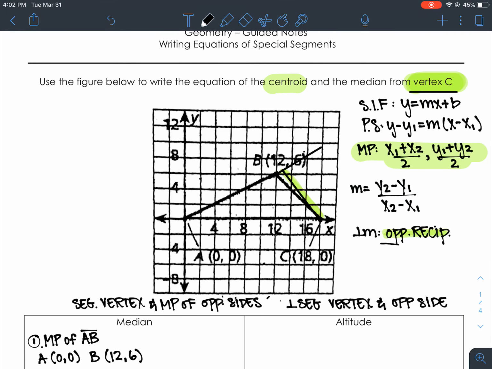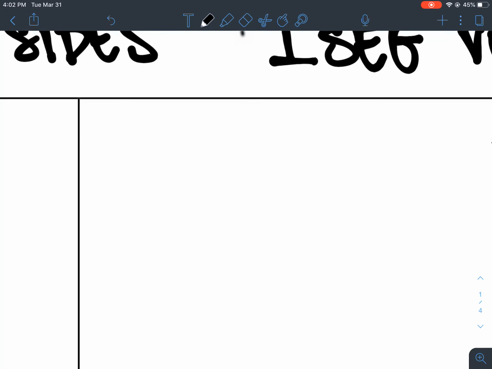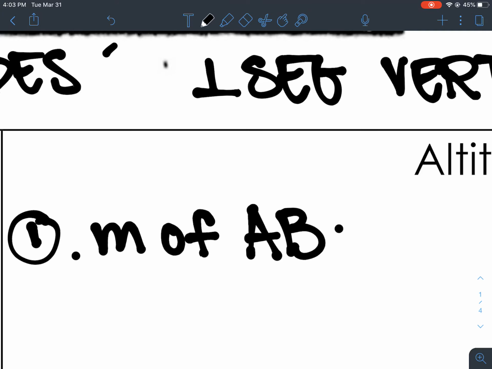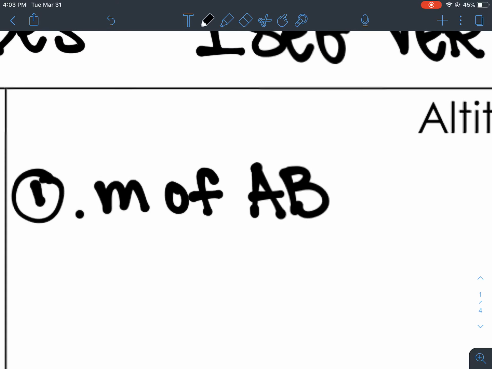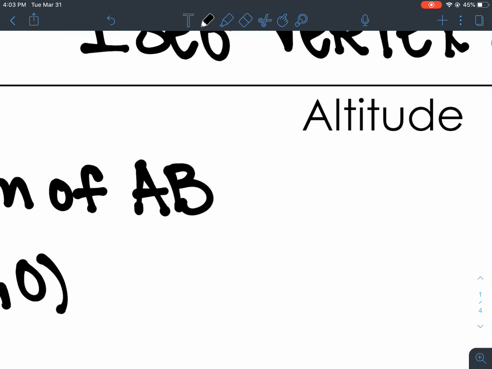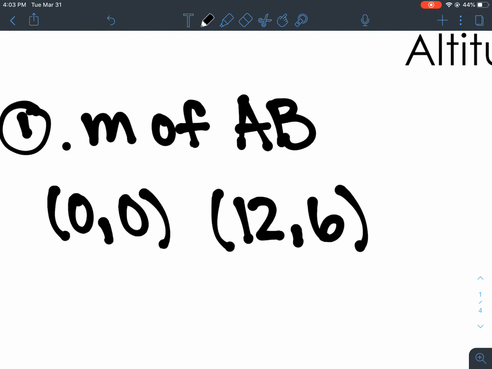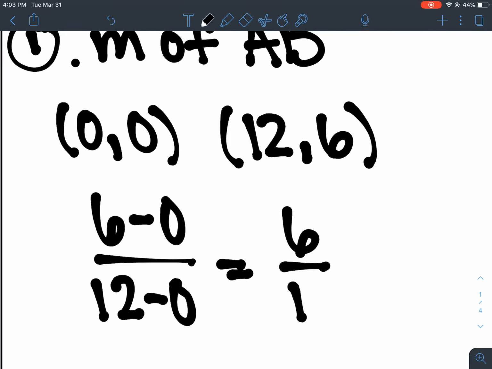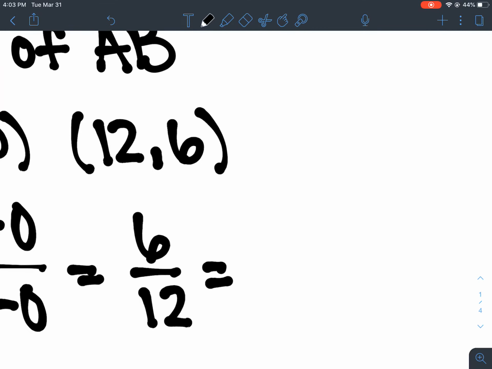So to start this question, we're going to find the slope of segment AB. Once again, my point A is 0, 0. My point B is 12, 6. I'm going to find the slope of that line, which means I'm going to do 6 minus 0 all over 12 minus 0, which means that my slope is 6 over 12, which reduces to 1/2.